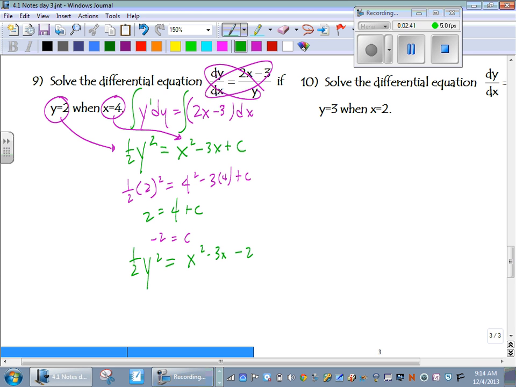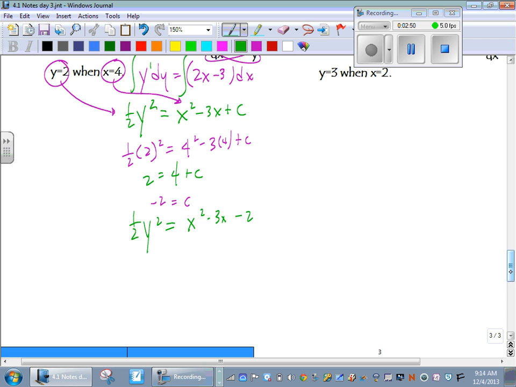But we're not done. When we want to solve a differential equation, we want to get an equation for y. We want to solve it just for y, so it should be y equals. So we have a couple steps to finish off here. What's the first step to get y by itself? Multiply by 2. Right, so we're going to multiply both sides by 2. We get y squared equals 2x squared minus 6x minus 4. Then we want to get the y by itself, get rid of that squared, so we're doing the opposite of squaring and taking the square root.